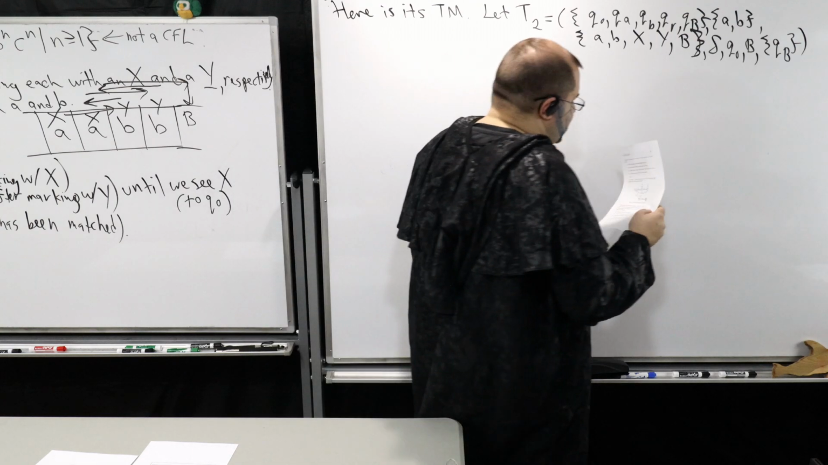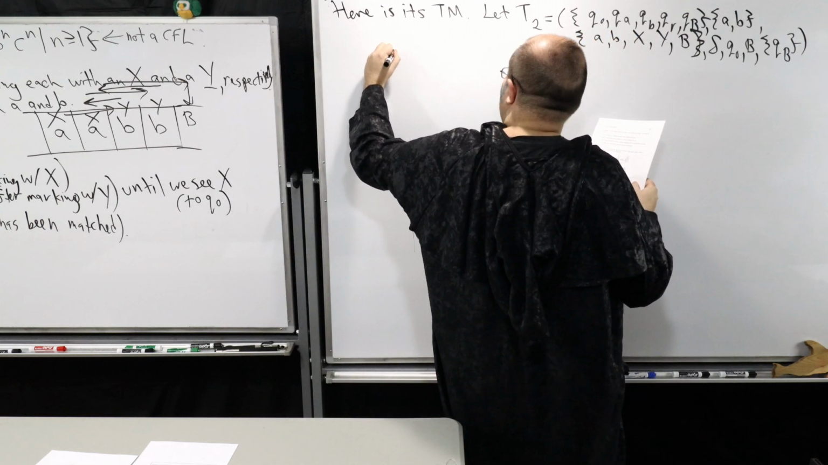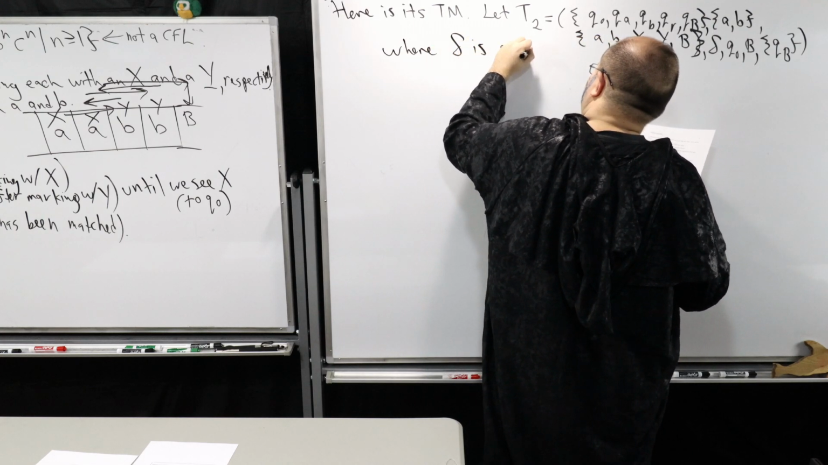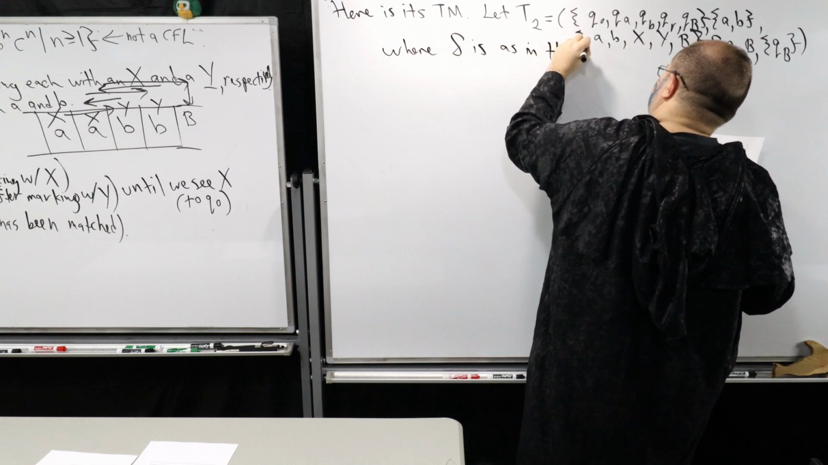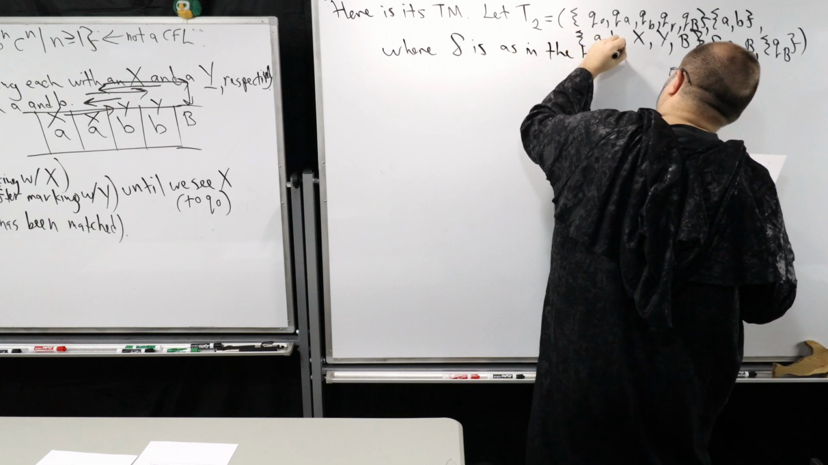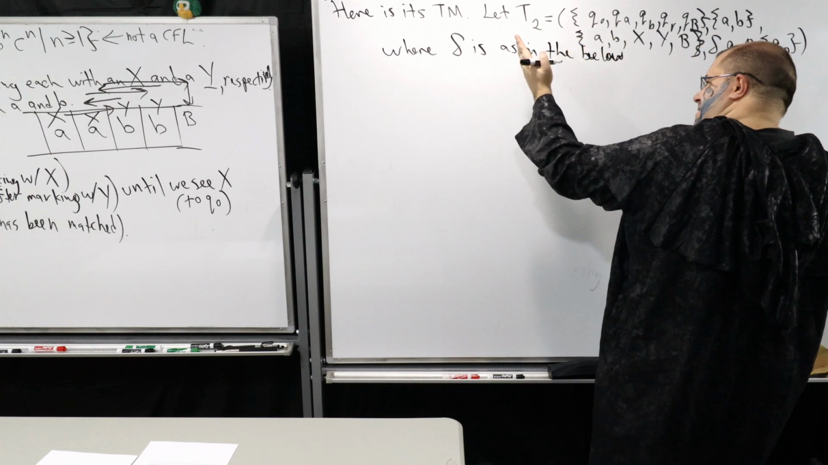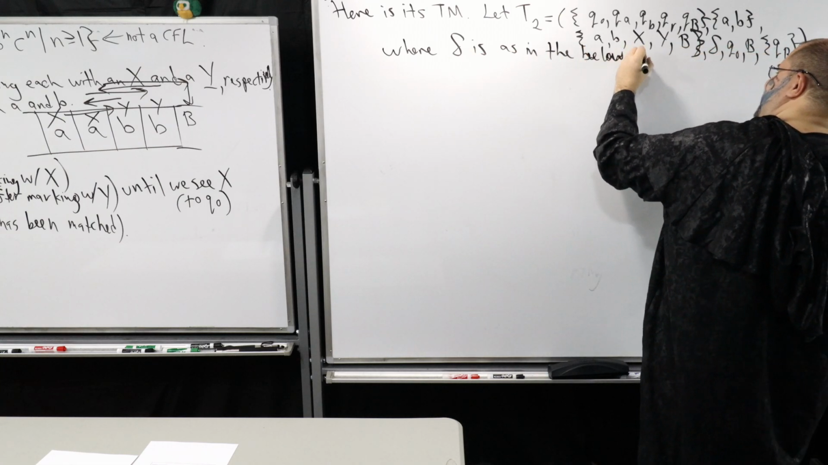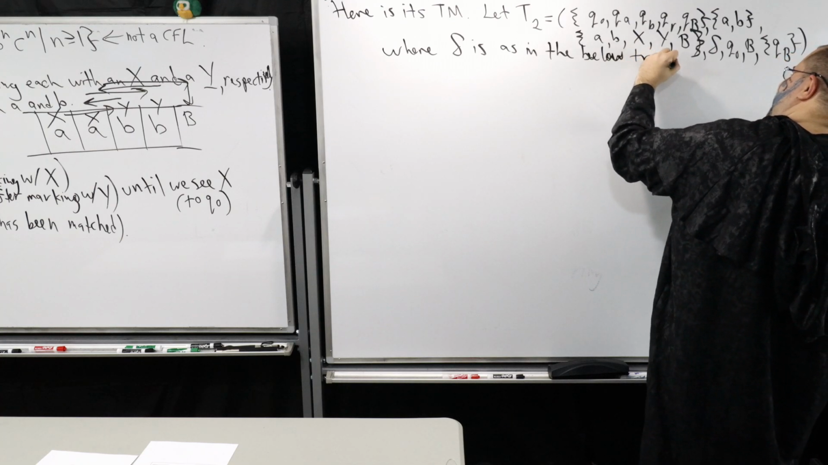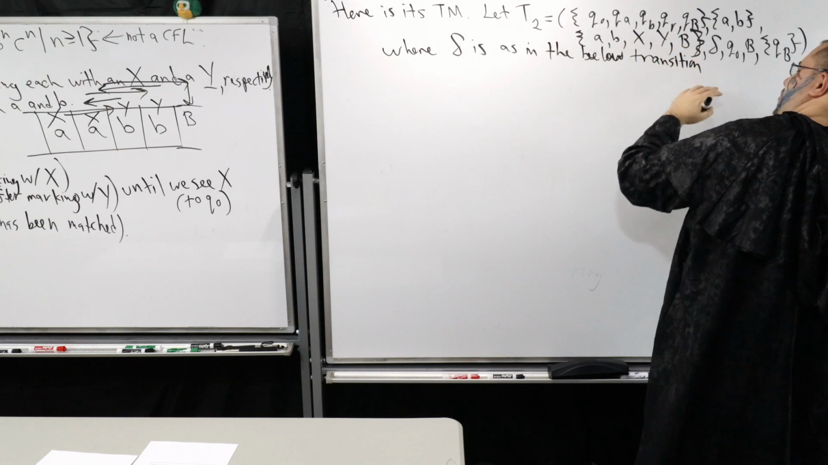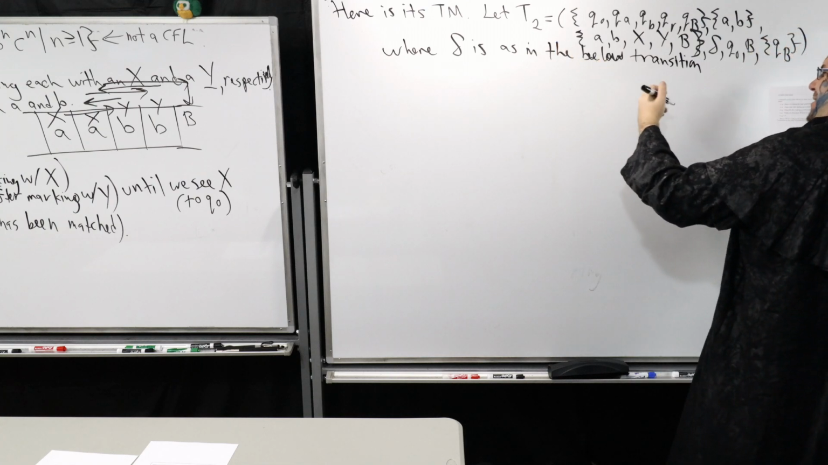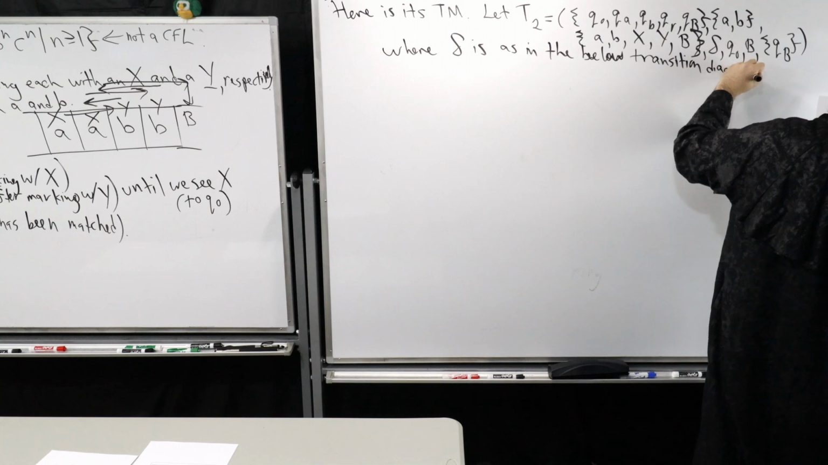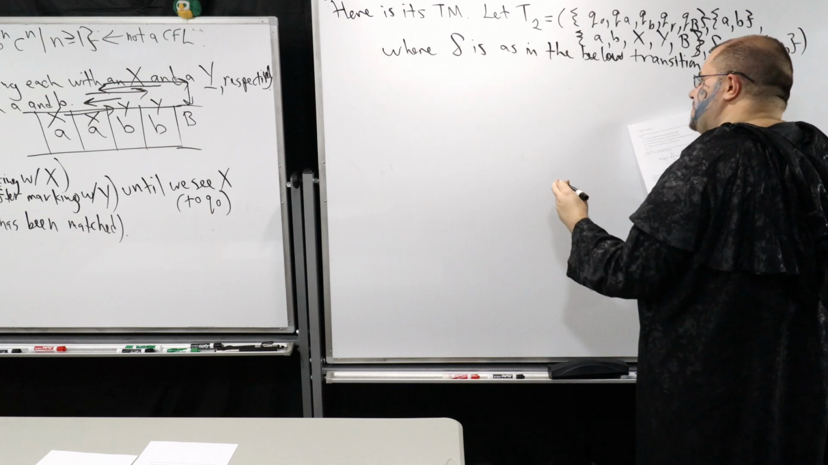So here's my transition diagram. Where delta is as in the below, sorry, this is delta as in the below transition diagram. That says below. This is a beautiful illustration of why words are melting on my screen. Transition diagram. So here's my transition diagram.